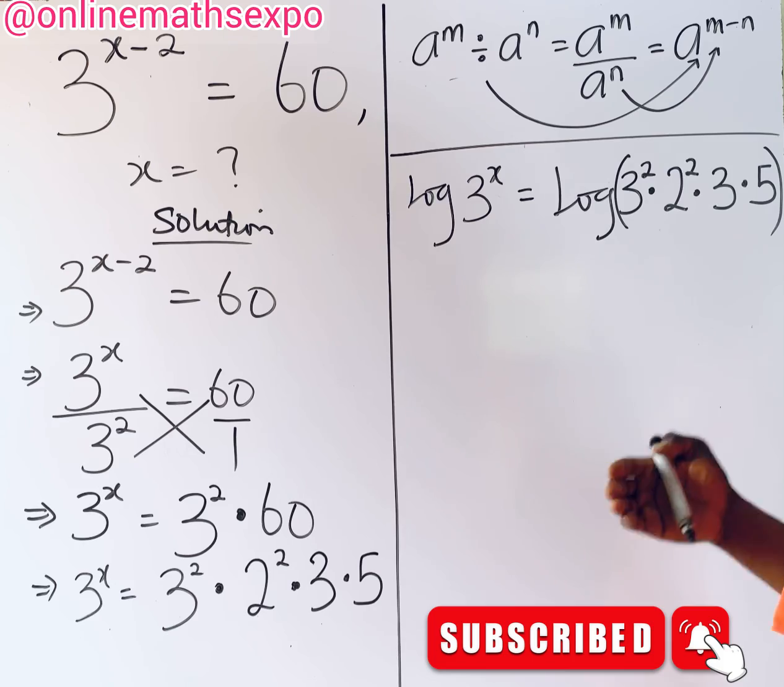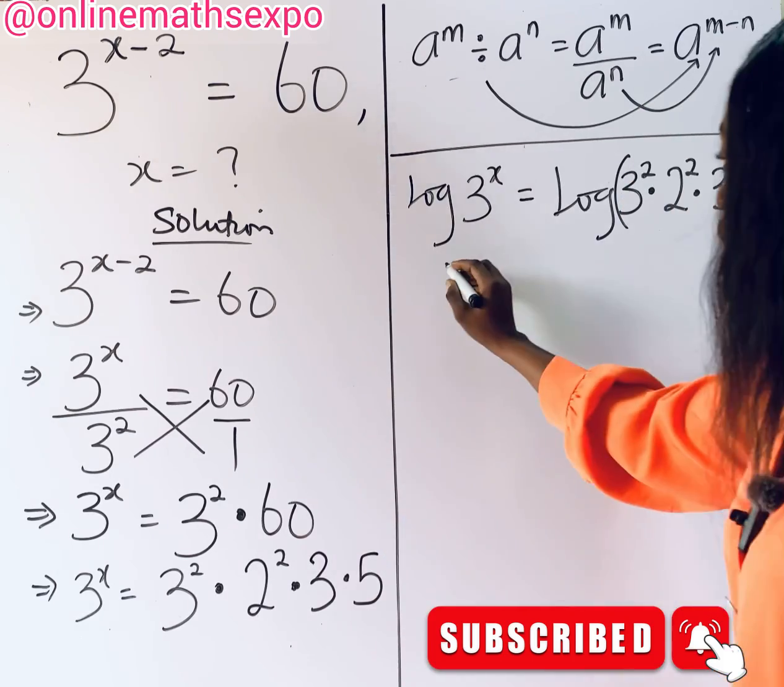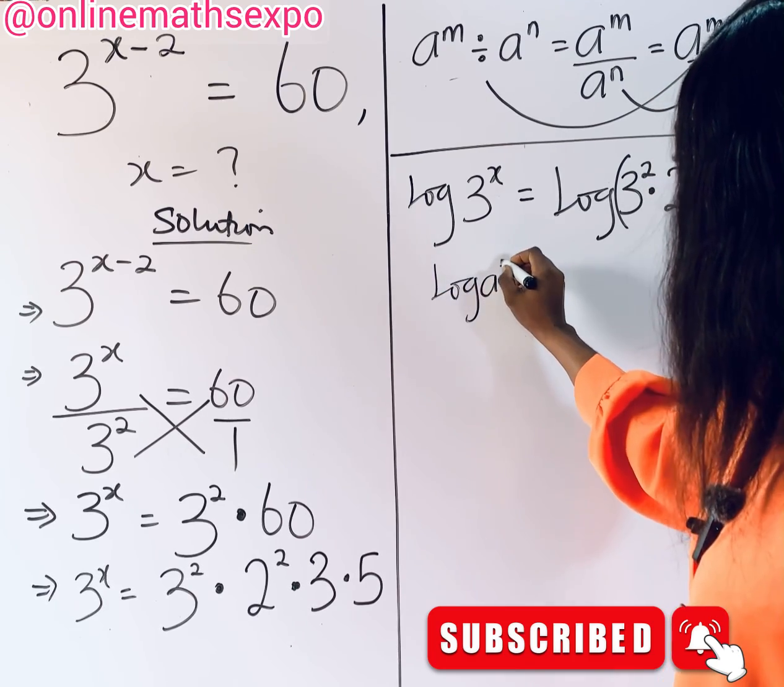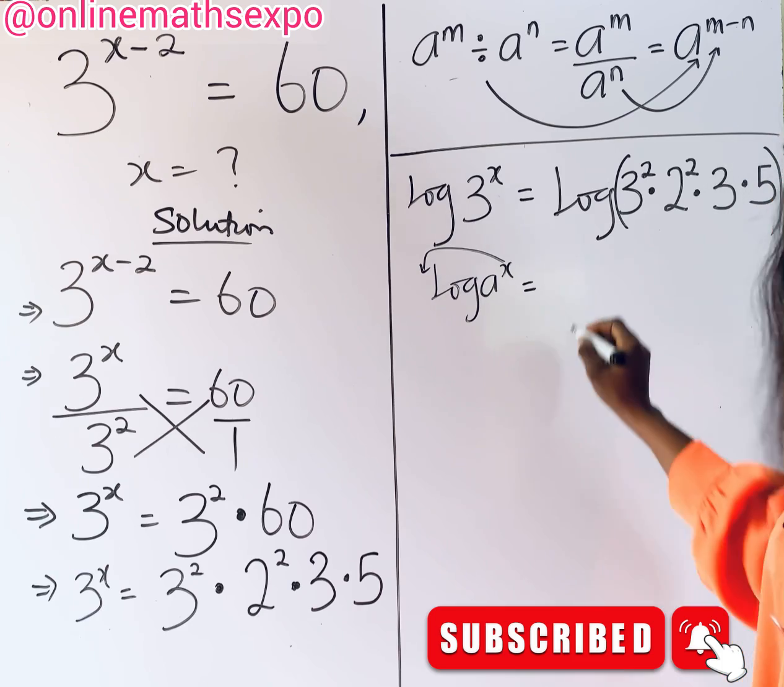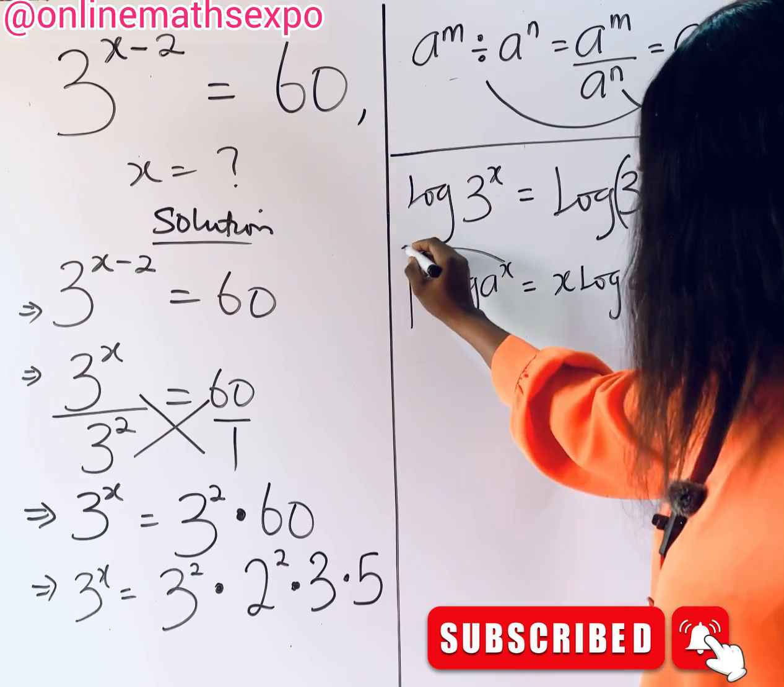Now what do you do again? Just remember this rule of logarithm that says that when I have log of a to the power of x, you use the power to multiply, okay? So it gives you x log a. Interesting. That's one of the rules.